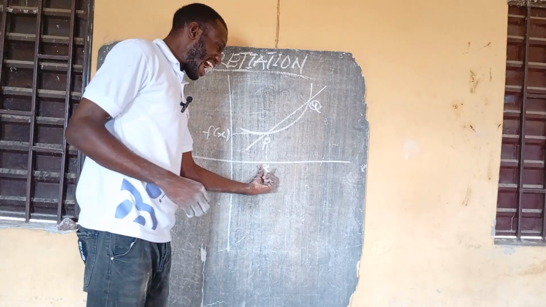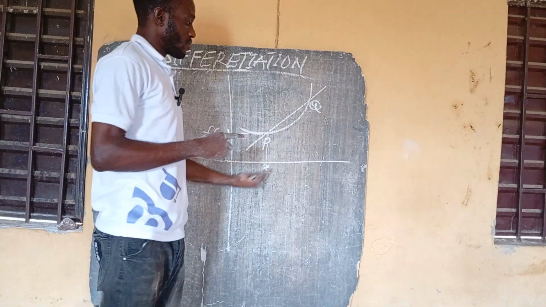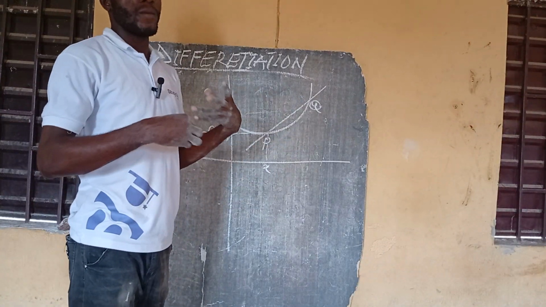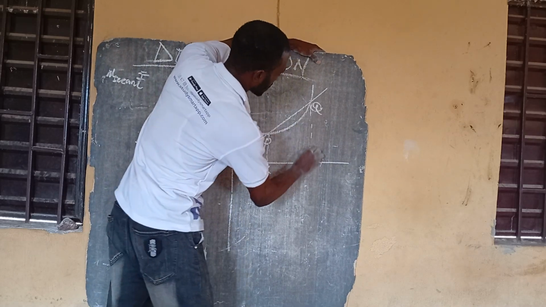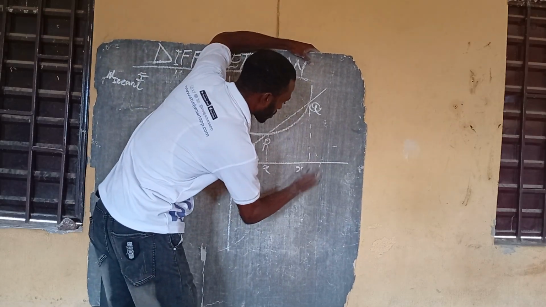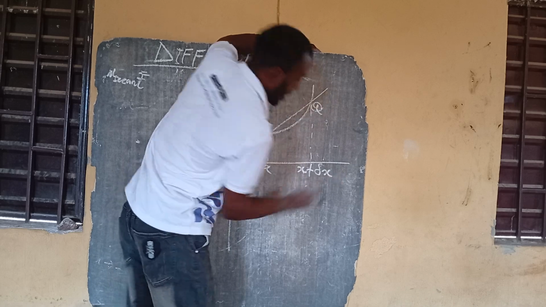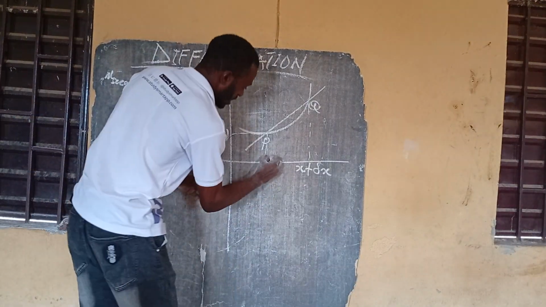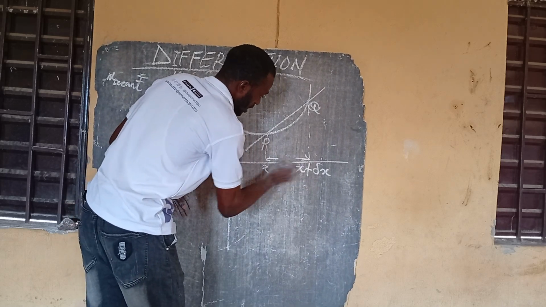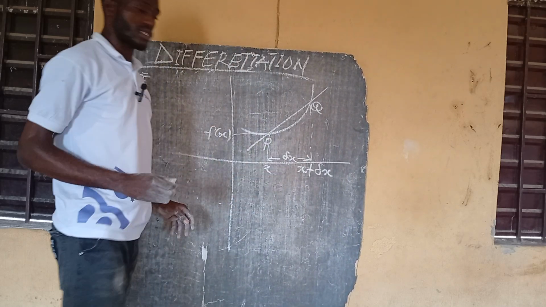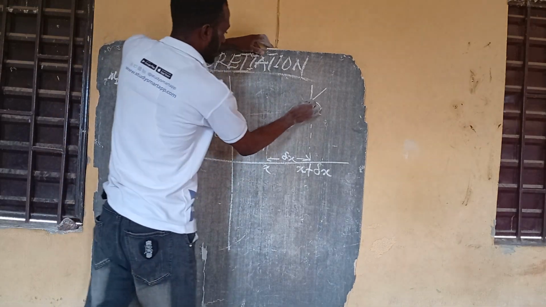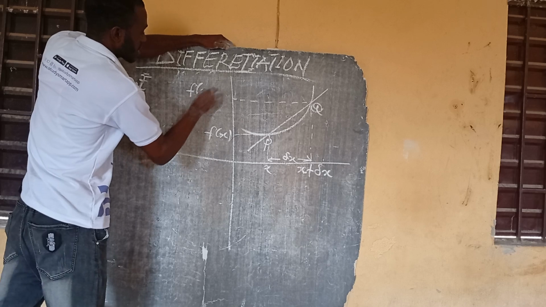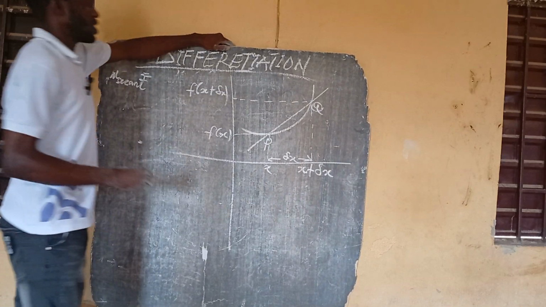Is that okay? We're going to add a little more value to that x value, and it's going to give us a new y value. So let this point be x plus a little change in x. Does that make sense? X plus a little change in x. So from here to this place is our little change in x. So this point here will correspond to f of x plus a little change in x.